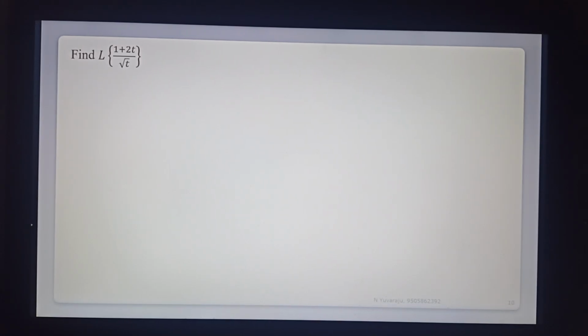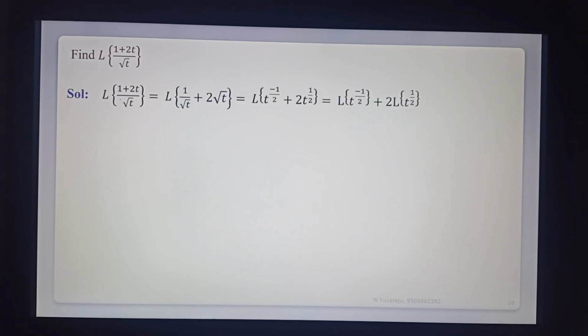So next one, find L of (1 plus 2t) by root t. Denominator is root t, so separately dividing: L of 1 by root t plus 2 into root t. That is equal to, here 1 by root t means t power minus 1 by 2, and root t is t power 1 by 2. Separate Laplace transformation: L of t power minus 1 by 2 plus 2 into L of t power 1 by 2.